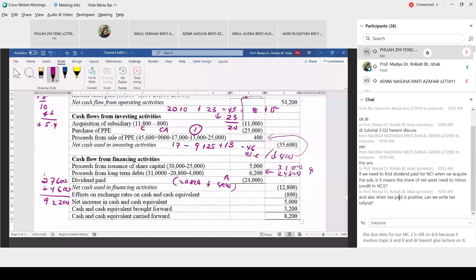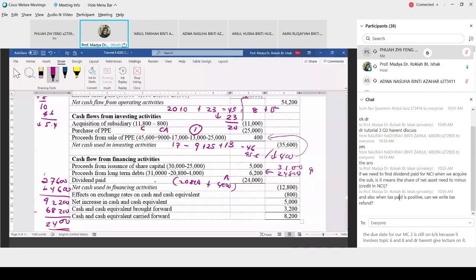Or if you don't want to calculate this one, you look at the interim dividend in the questions. But it is better for you to show this calculation because every single figure that you show, you're going to get marked for that one. So this is how to calculate the dividend paid. So altogether you have negative 1200.